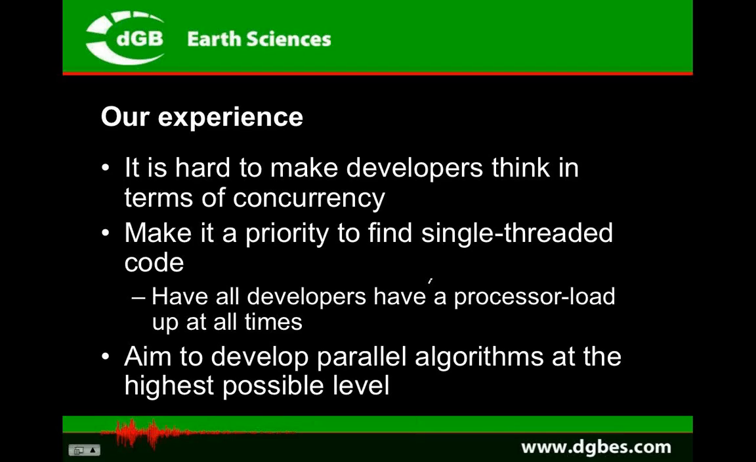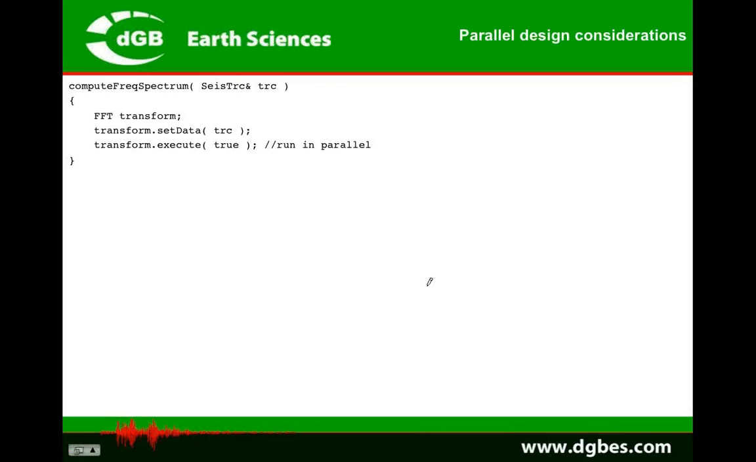Finally, one of our conclusions is that we have to develop parallel algorithms at the highest possible level. I'll talk a little bit about that, and that is actually regarding some code I wrote myself about a year ago now. We have an FFT transform, adapted from the Seismic Unix one, and we rewrote that in a way that runs in parallel. It runs beautifully. We're so happy about it.